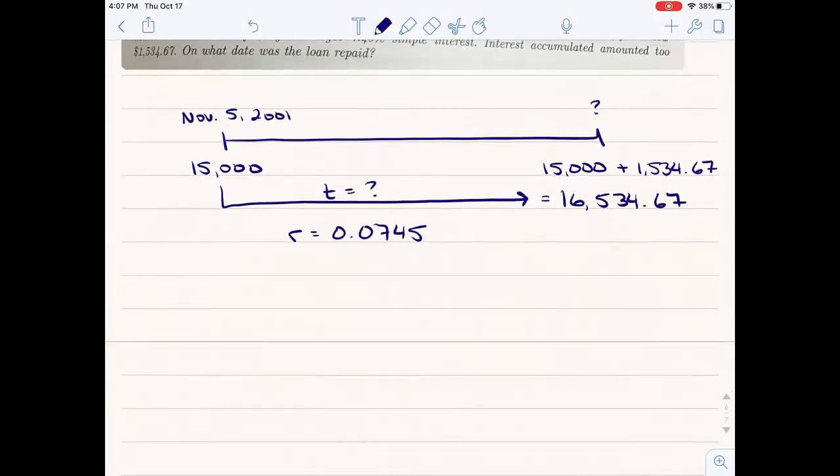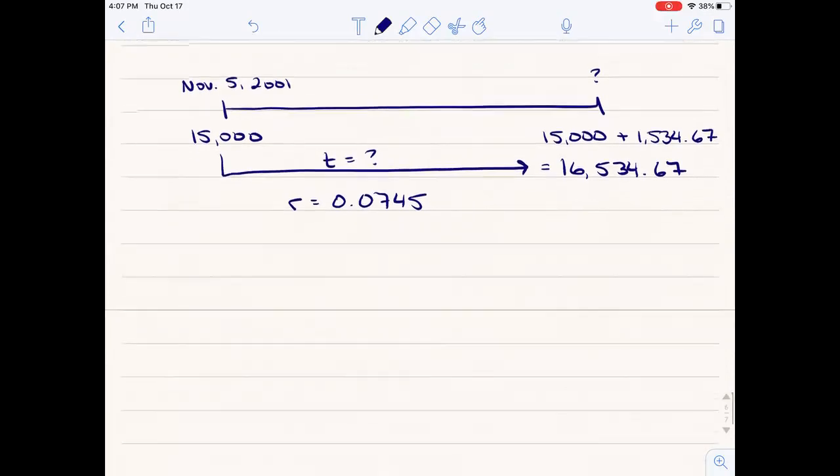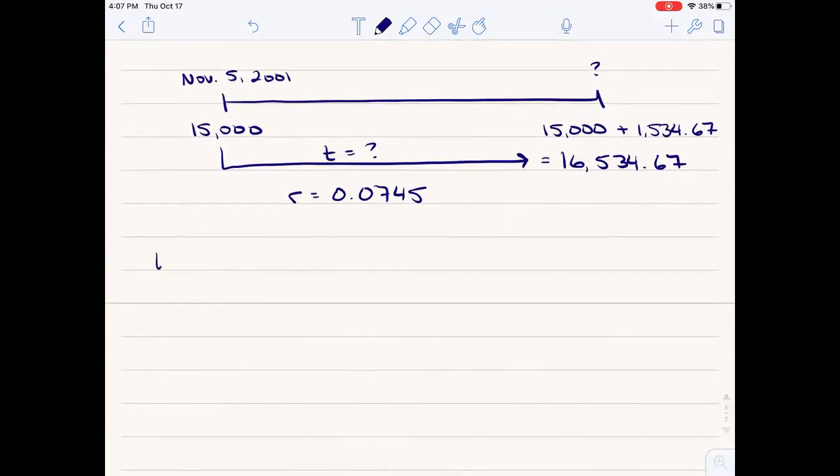Okay, so that's what's going on. Right? We first have to find t, and then we're going to find the actual date. So we first find t, then we can find the date.